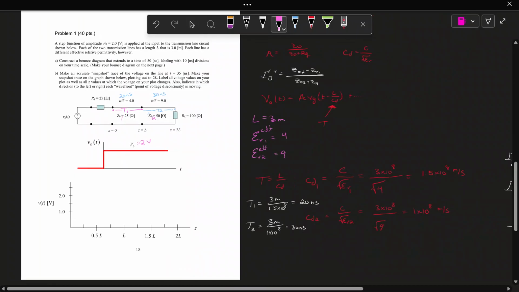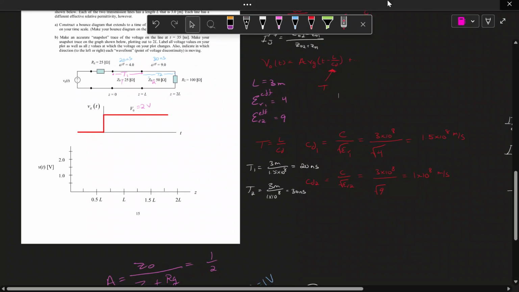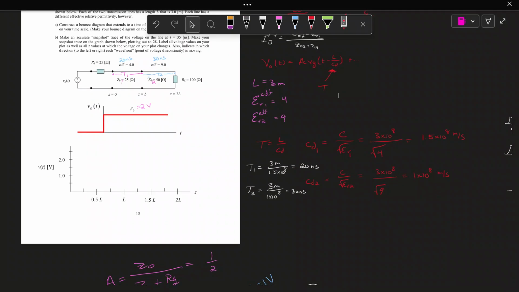Anyways, let's go to part B. It says, make an accurate snapshot trace of the voltage on the line at t equal to 35 nanoseconds. Make your snapshot trace on the graph below, plotting out to L. Label all voltage values on your plot, as well as Z values at which the voltage on your plot changes. Also indicate in which direction, to the left or the right, each wavefront is moving. Okay, that was a mouthful, but what all this is saying is make your snapshot.